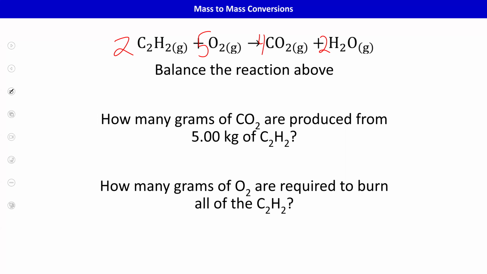If we have 5 kilograms of acetylene, our final goal is to know how many grams of CO2 we can make from that. But our first step with any of these stoichiometry problems is take the amounts you're given and put them in moles. Because in order to do a conversion between moles of acetylene and CO2, it has to be in moles, because that's the way we balanced it. We balanced it based on 2 moles of acetylene makes 4 moles of CO2. So put it in moles.